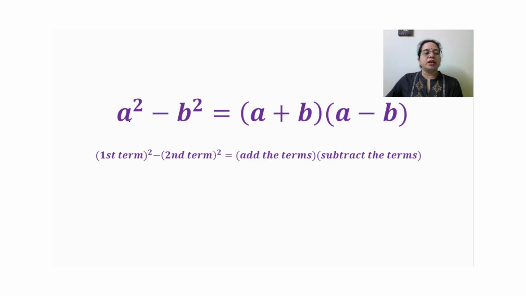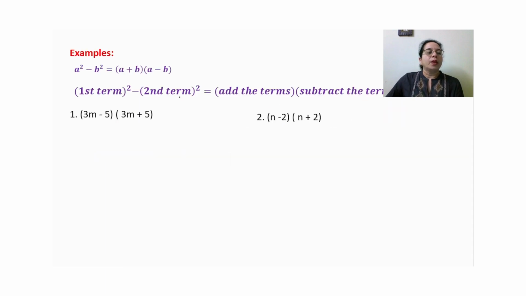So today's identity a square minus b square is equal to add the terms, another bracket, subtract the terms. This is the easiest way to learn. Now let us start with some examples. So we will see which identity we are going to use.